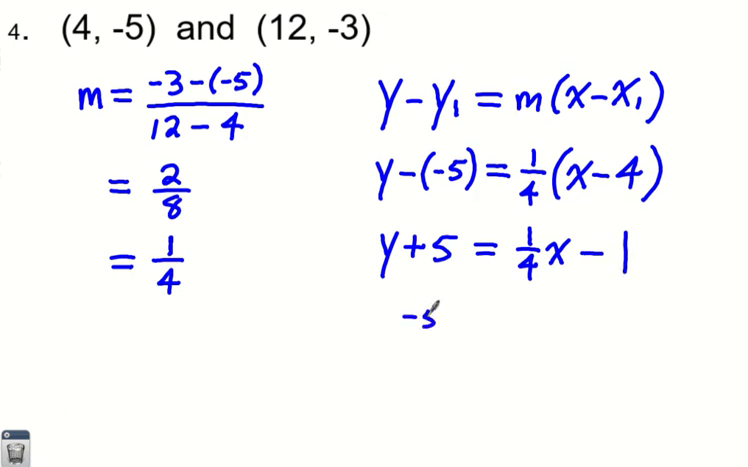And now the last thing I got to do is subtract 5 so that y can be by itself. And then -1 minus 5 ends up being -6. So that's what I got for my final answer. Y equals 1/4 x minus 6.